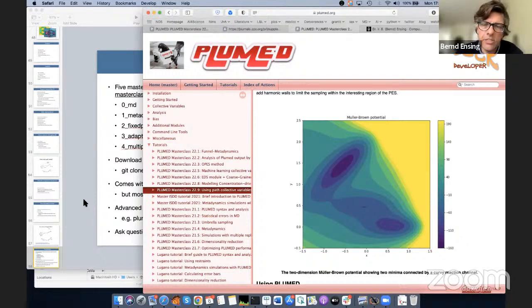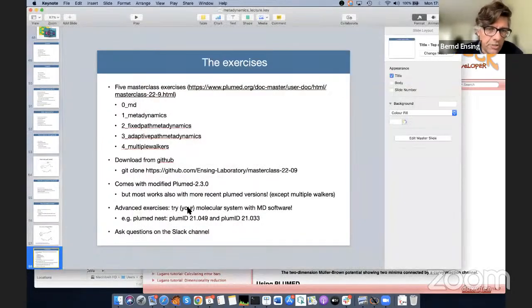If you think, well, that's too easy, I really invite you to try your own molecular system with your own favorite molecular dynamics software, like GROMACS or NAMD or OpenMM. You can also try out Alberto's PLUMED-NEST files, with the multiple walkers for the polyproline, for example. This one is polyproline, I think, or no, this is DNA. This is polyproline. There's also alanine dipeptide. So feel free to try these more advanced exercises.